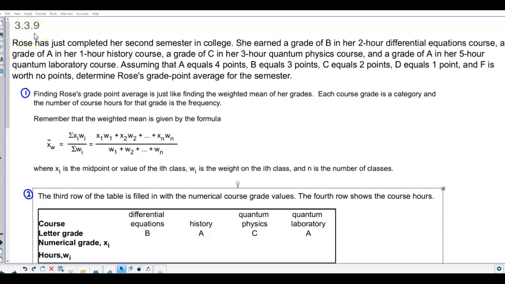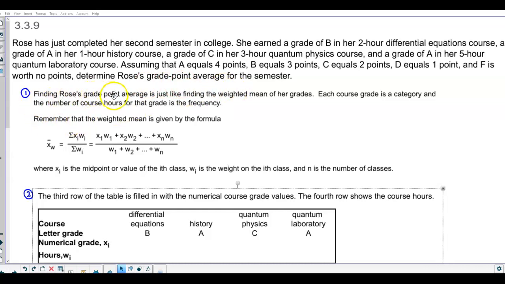Section 3.3.9. Rose had just completed her second semester in college. She earned a grade of B in her 2-hour differential equations course, a grade of A in her 1-hour history course, a grade of C in her 3-hour quantum physics course, and a grade of A in her 5-hour quantum laboratory course. Assuming that A equals 4 points, B equals 3 points, C equals 2 points, D equals 1 point, and F is worth no points, determine Rose's grade point average for the semester.